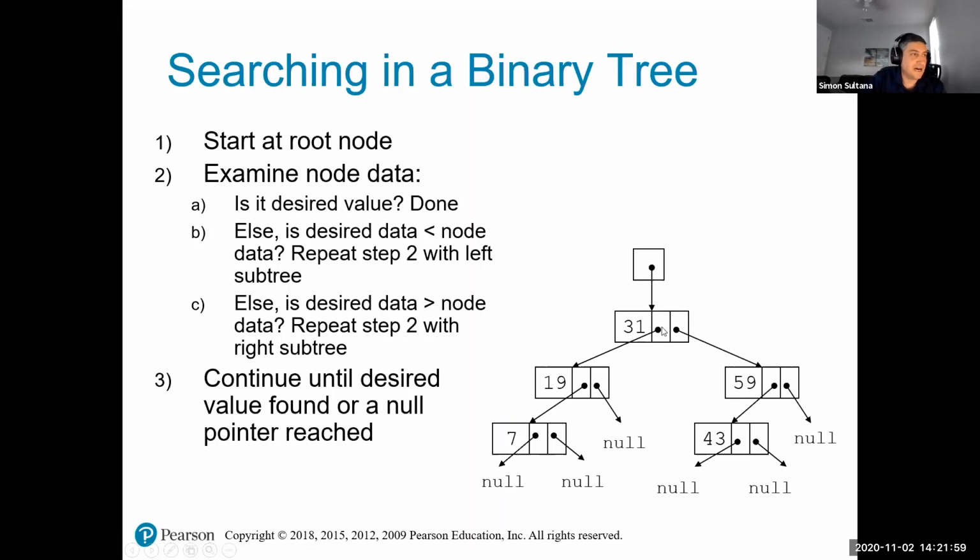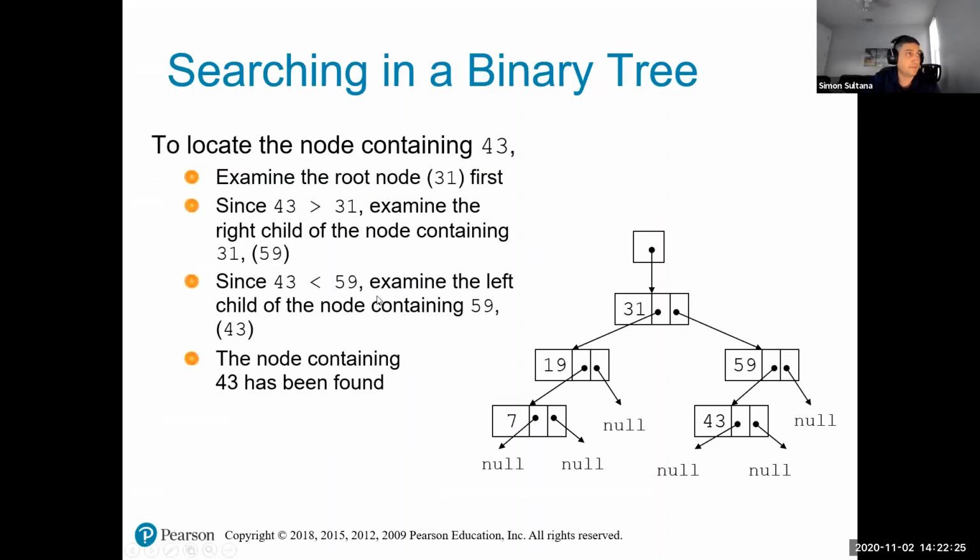But if it's not equal and it's not less than, then it has to be greater than, right? So then we would look at the right subtree. And then we continue doing that. We repeat those steps until we find the value or we reach a null pointer. Now, if we reach a null pointer, that means we haven't found the value in our tree. It doesn't exist in our tree.